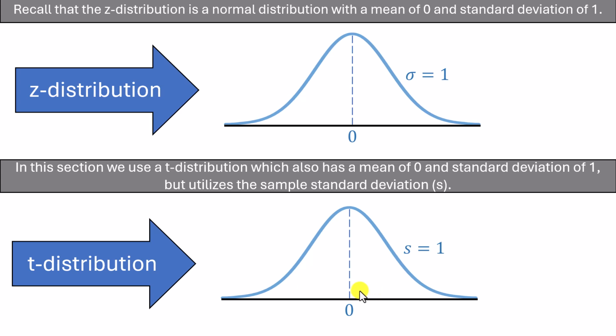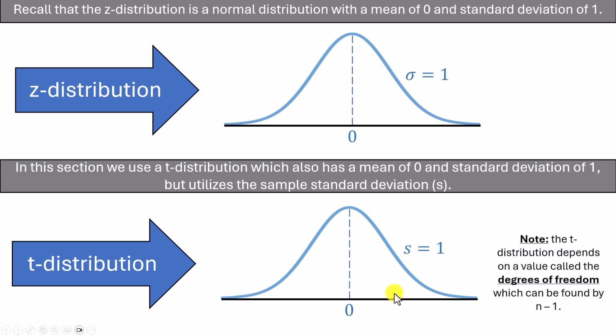Now note that the t-distribution is actually what we call a family of distributions, and it's going to look a little bit different depending on the sample size. Technically, we call this the degrees of freedom, and the degrees of freedom can be found by the sample size minus 1. So depending on the sample size minus 1, or the degrees of freedom, the shape will change ever so slightly for the t-distribution.